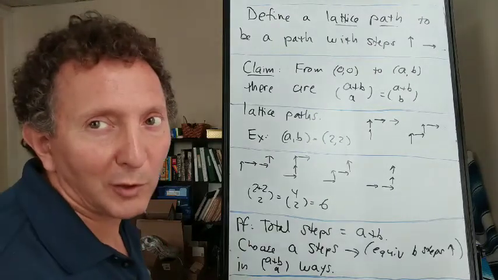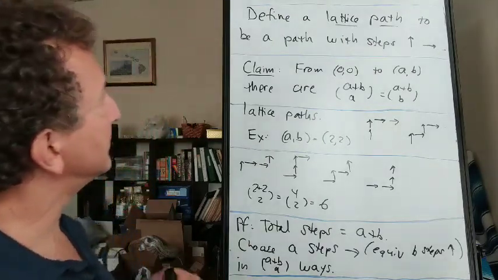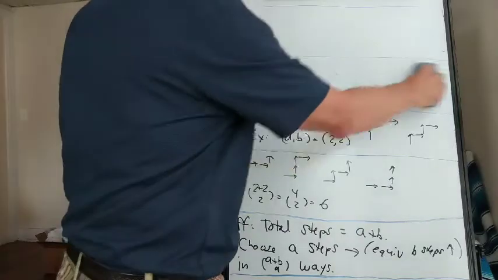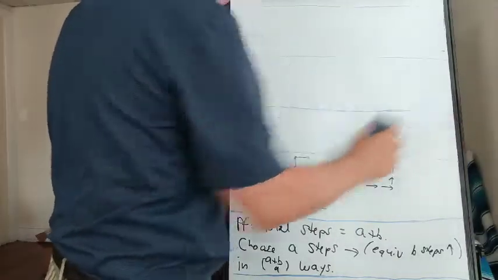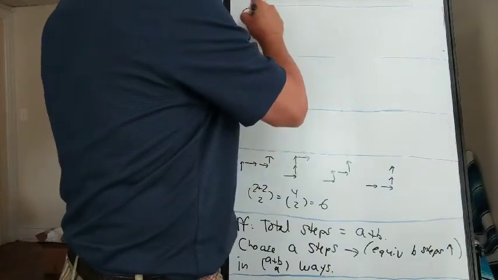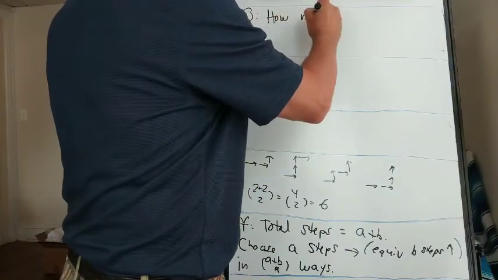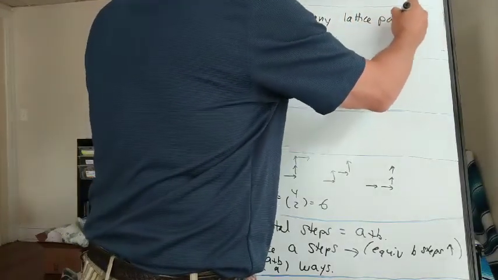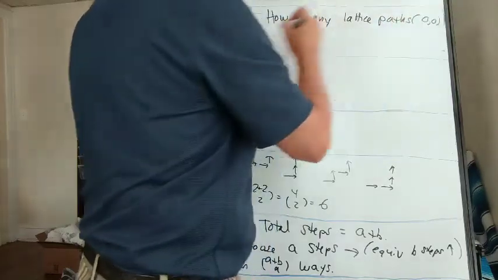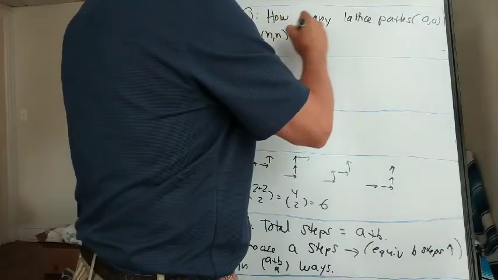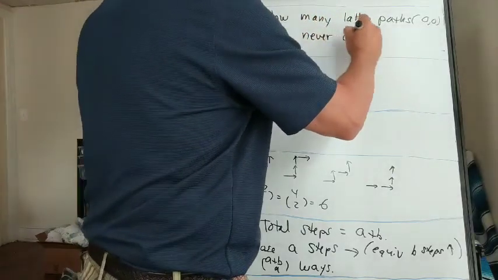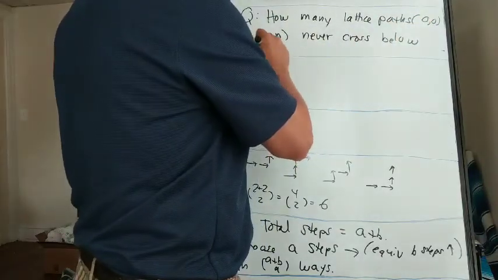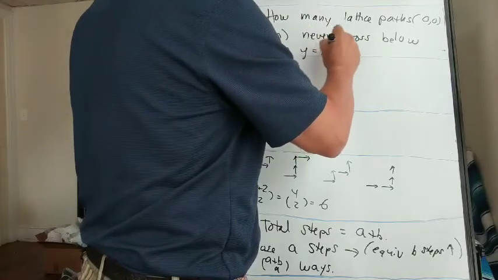All right, but what I want to really look at is a harder problem. I want to look at the question of how many lattice paths from the origin to n, n never cross below the line y equals x.